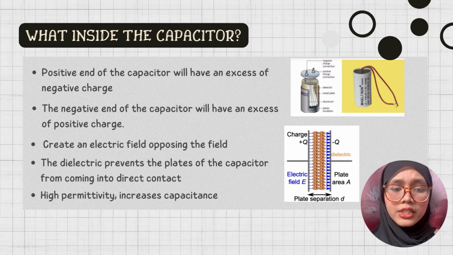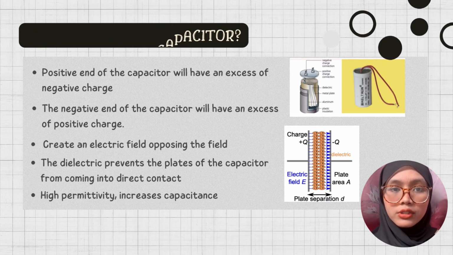The net field created by the capacitor will be partially decreased, as will the potential difference across it, by the dielectric. Besides, the dielectric prevents the plates of the capacitor from coming into direct contact, which will render the capacitor useless. If it has a high permittivity, it also increases the capacitance for any given voltage.